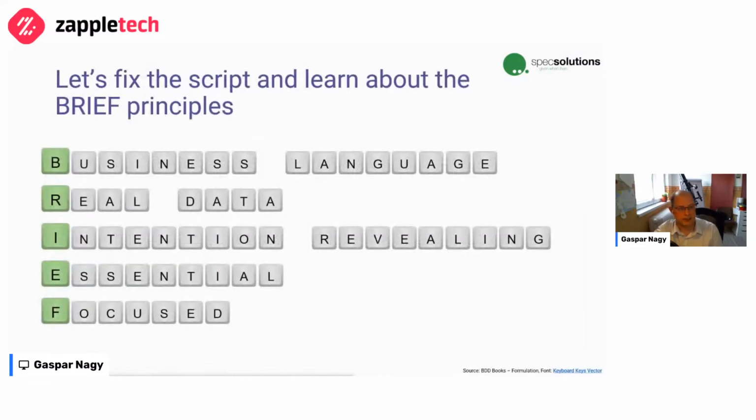Now this is the first time when I can finally show what these BRIEF principles really mean. This is a mnemonic which is basically taken from the initials of the five principles, and actually briefness is the sixth one. That makes sense. B stands for business language, R stands for real data, I stands for intention revealing, E stands for essential, and F stands for focused. What I would like to do is go through this long scenario, always take one particular principle, not exactly in this order, and try to fix that particular aspect of it. And by that, you will learn what that really means.